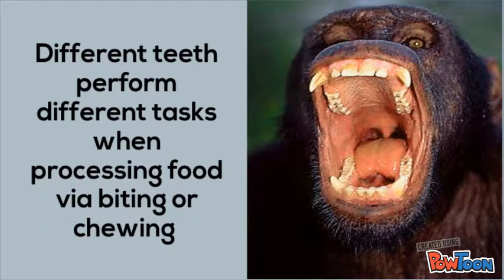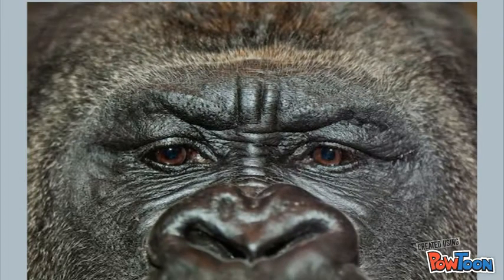Primates have heterodonty, meaning that they have different teeth that perform different tasks when processing food via biting or chewing. With this, they have an ability to have a more generalized diet. Compared to most other mammals, primates have an increased reliance on vision and decreased reliance on their senses of smell and hearing. Associated with this, they have smaller, flattened noses, loss of whiskers, and relatively small, hairless ears.